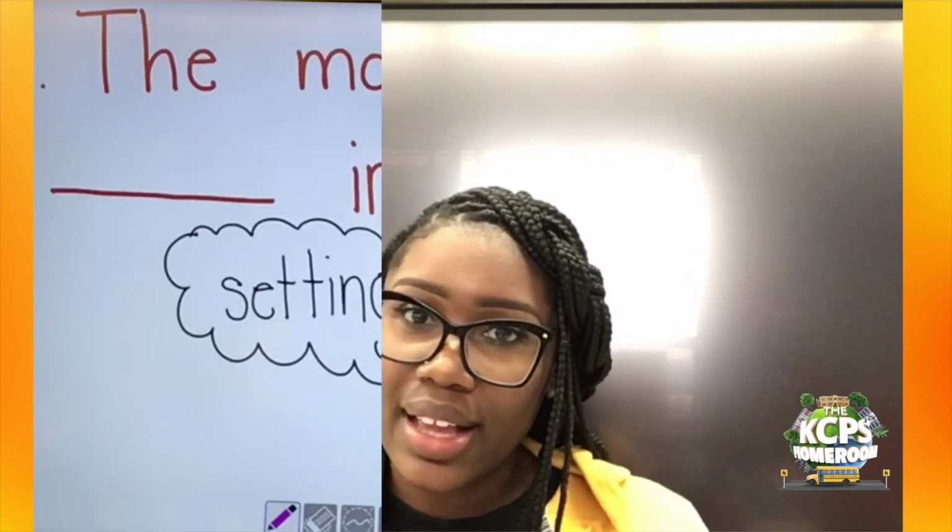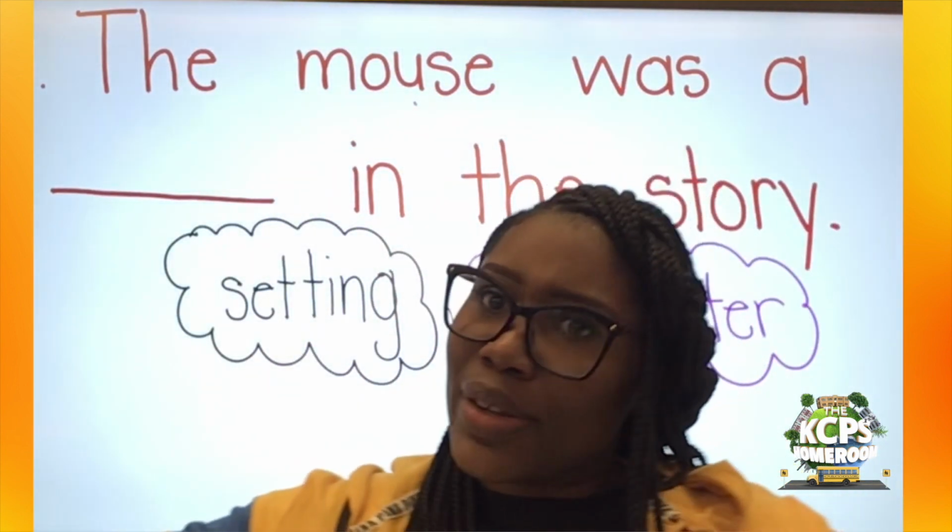Let's recap everything that we've learned during this lesson. We've learned 2 new words, character and setting. Character is a big word for the people in the story. And setting is where the story takes place. Who were the characters in our story? That's right, Lion and Mouse. And what was the setting in the story? They were outside. Correct. Let's get ready to do some sentences.